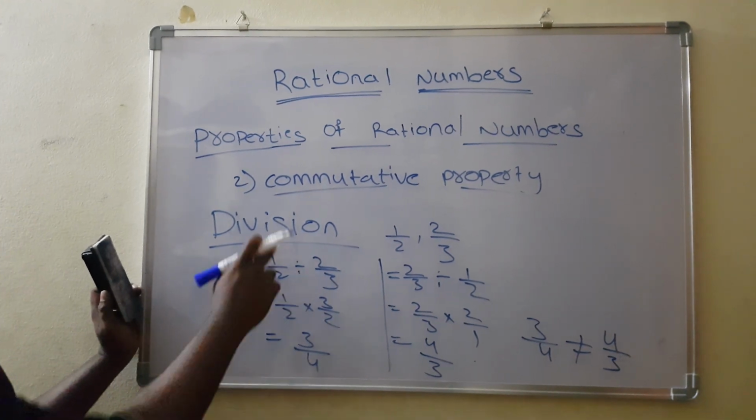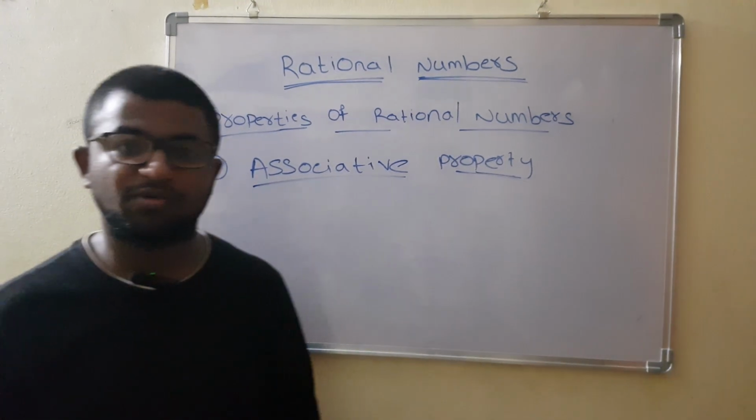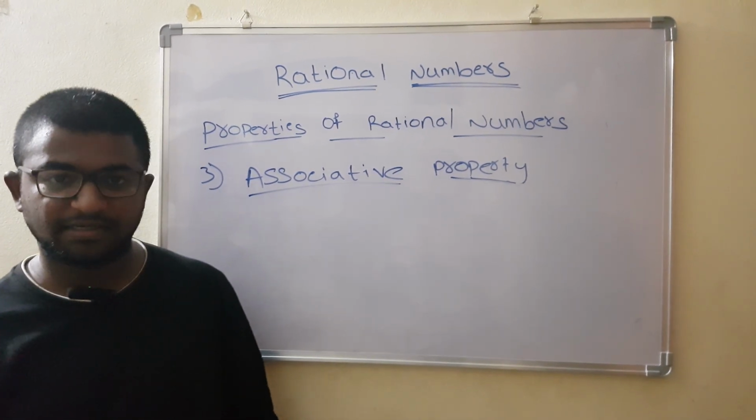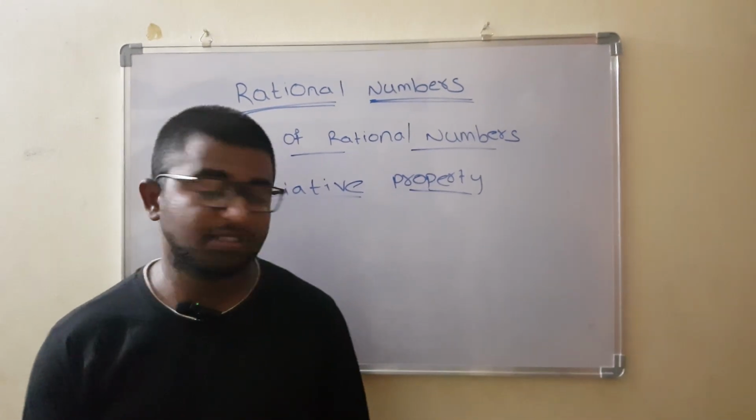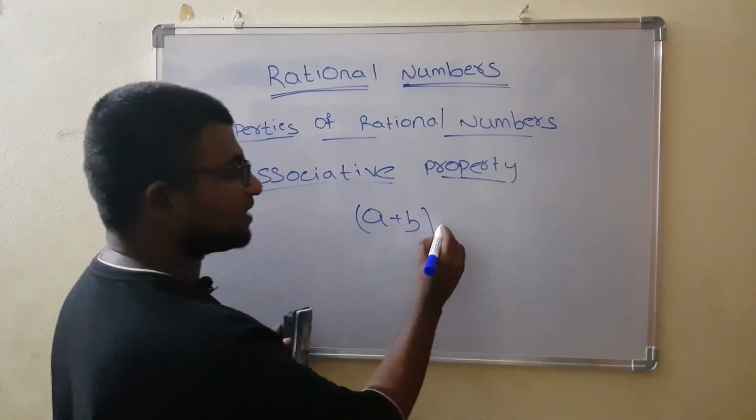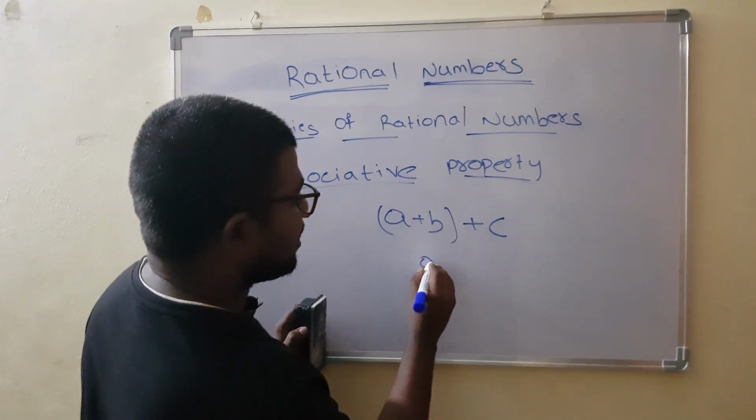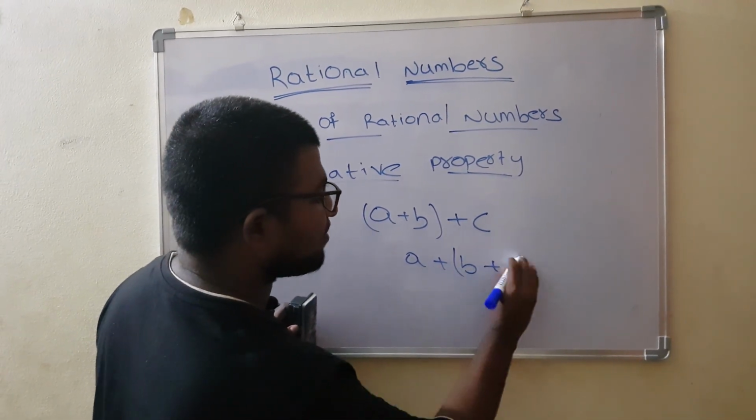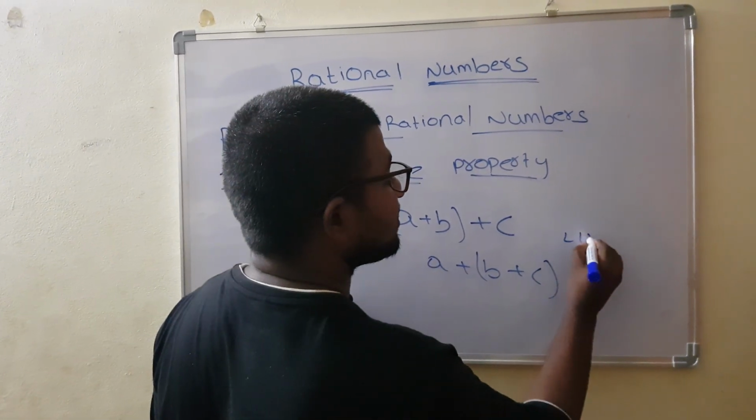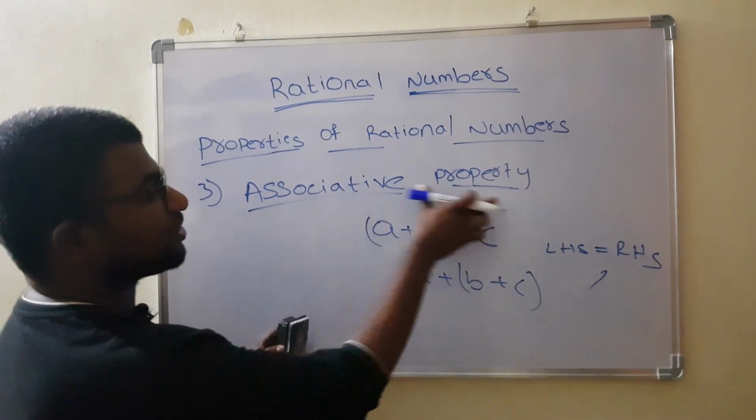I hope everyone understands the commutative property. Associative property. What is meant by associative property? When we want to add three rational numbers, or multiply, divide or subtract three rational numbers, first we need to add two rational numbers, then combine the result with another rational number, or else add the last two numbers, then combine the result with the first number. Then we get the same result, that is LHS equal to RHS. This property is the associative property.